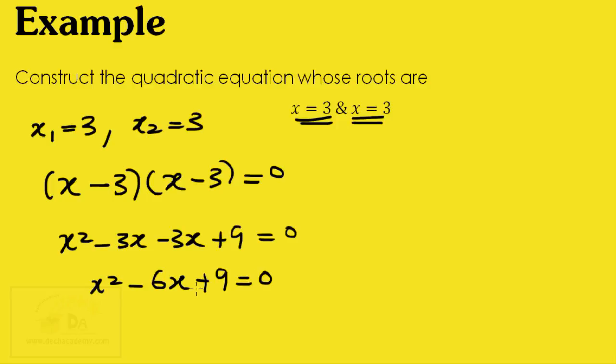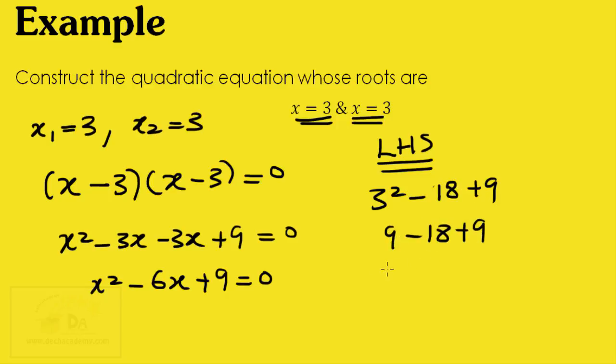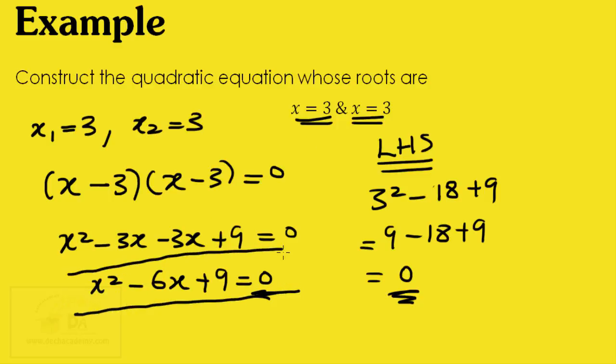So you can do, well, let's do the test anyway. When x is 3, what is the left hand side? Left hand side, when x is 3, is simply 3 squared minus 6 times 3, which is 18, plus 9. So we have 9 minus 18 plus 9, which is 0. Right hand side is 0, so we know that this equation is in fact the quadratic equation whose roots are x equals 3 and x equals 3.